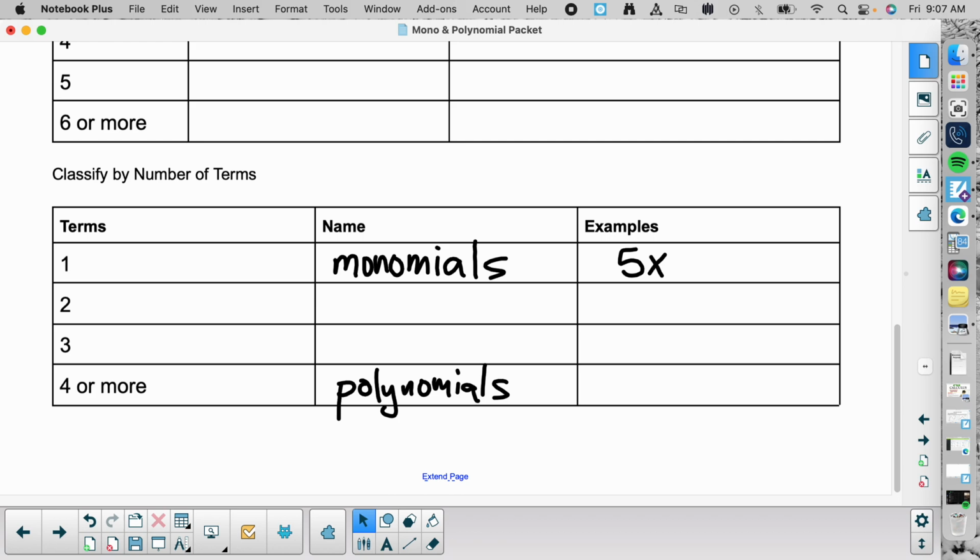What is the root word for 2? Binomial? A bicycle. Yeah. Binomial. And then trinomial. Whoa, you're giving it away. Cohen, you came back from vacation, you're just throwing out answers. But you're absolutely correct.